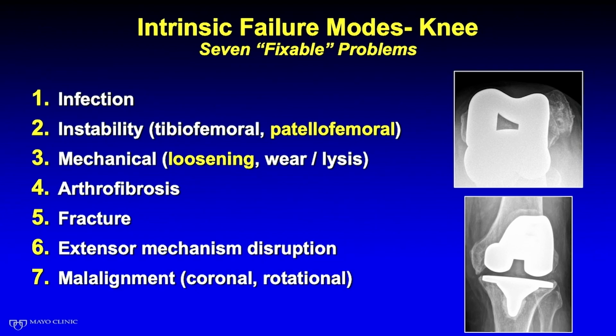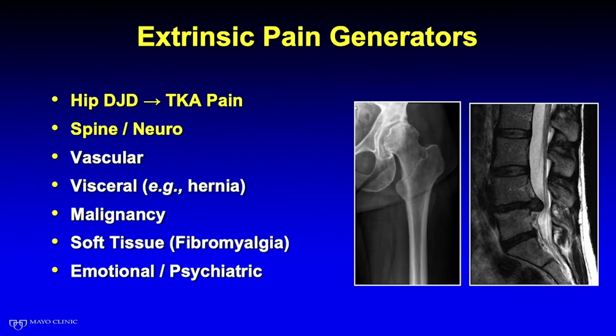Around the knee, it's a lot of the same things: infection, instability, like patellofemoral instability you can see in the top there, mechanical problems like aseptic loosening, which you can see in the bottom, periprosthetic fracture, extensor mechanism disruption, or malalignment, and in particular, massive coronal plane or rotational malalignment problems.